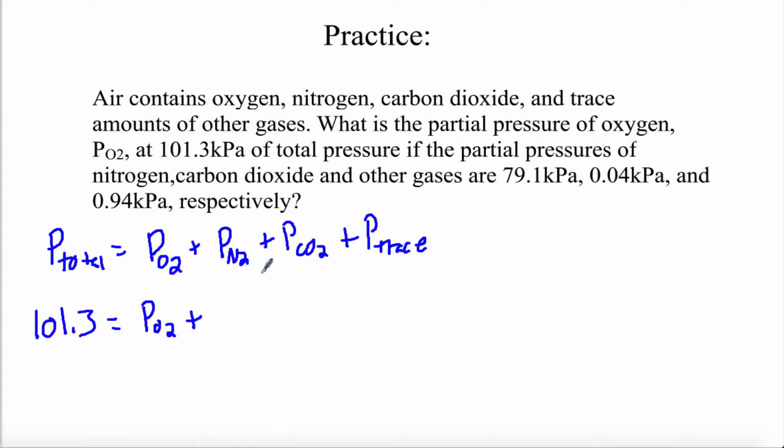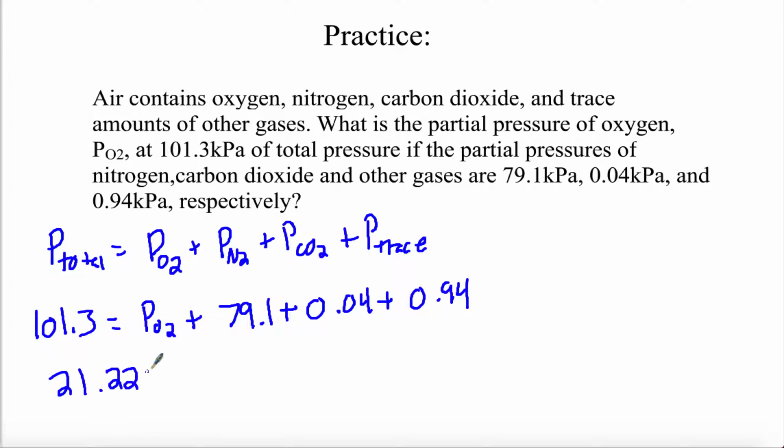Plus, now we're told the partial pressure of nitrogen is 79.1. The partial pressure of carbon dioxide is 0.04. The partial pressure of the trace gases is 0.94. You can see here all we really have to do is subtract and chip away, and we get that 21.22 kilopascals is equal to the partial pressure of oxygen.